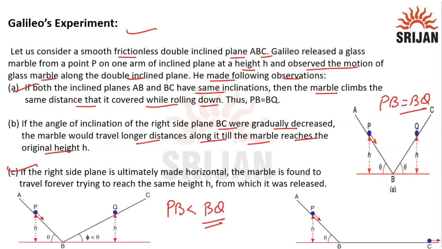Next, if the right side of the plane is ultimately made horizontal, as you can see in the figure, it is found that the marble travels forever trying to reach the same height from which it is released. It will go just straight, moving straight and nothing else. This is the observation he made.